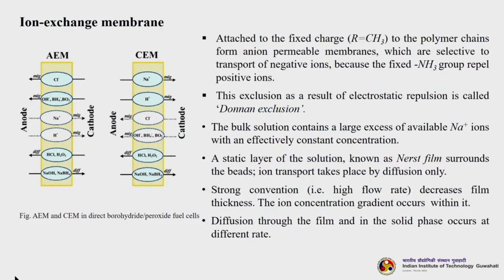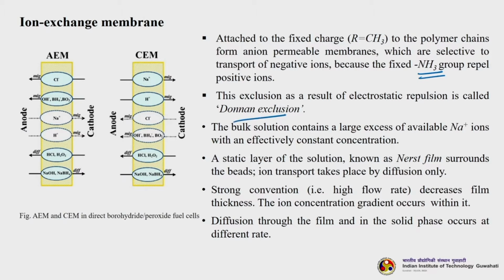So, how much of these cations or anions are present also plays a big role in deciding the permeability or the transfer of the oppositely charged ions. So, the concentration of the ions plays a very big role. Attached to the fixed charge, that is R equals CH3 group actually, to the polymer chains form anion permeable membranes, which are selective to the transport of negative ions, because the fixed ammonium groups repel positive ions.